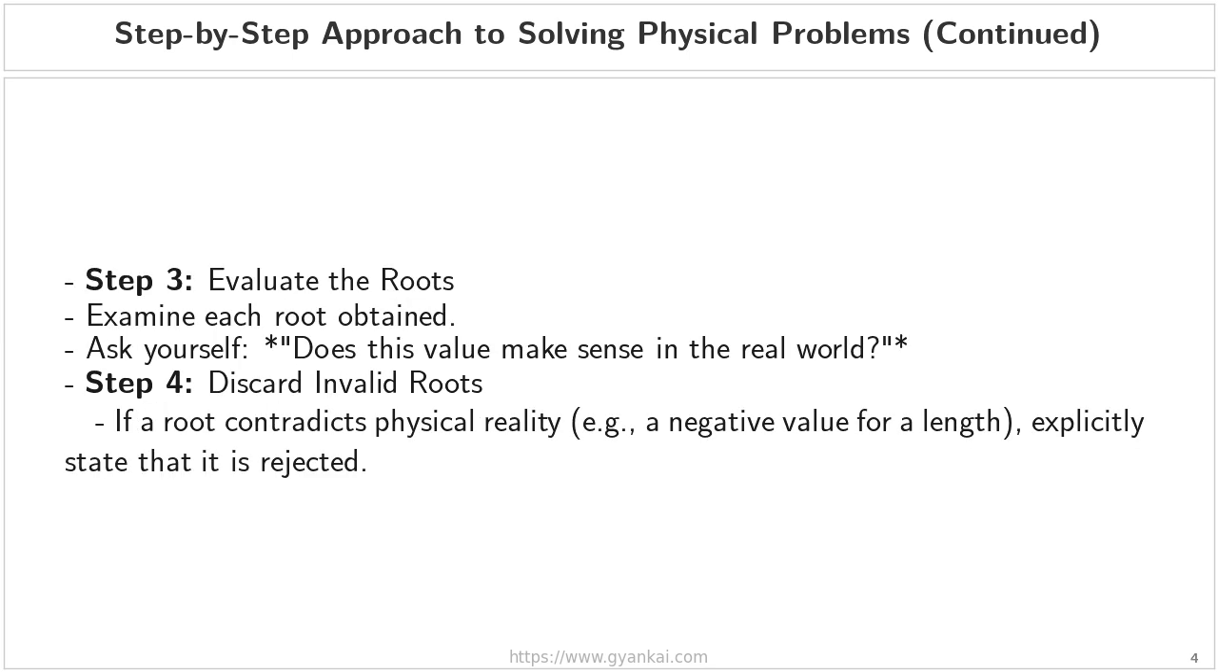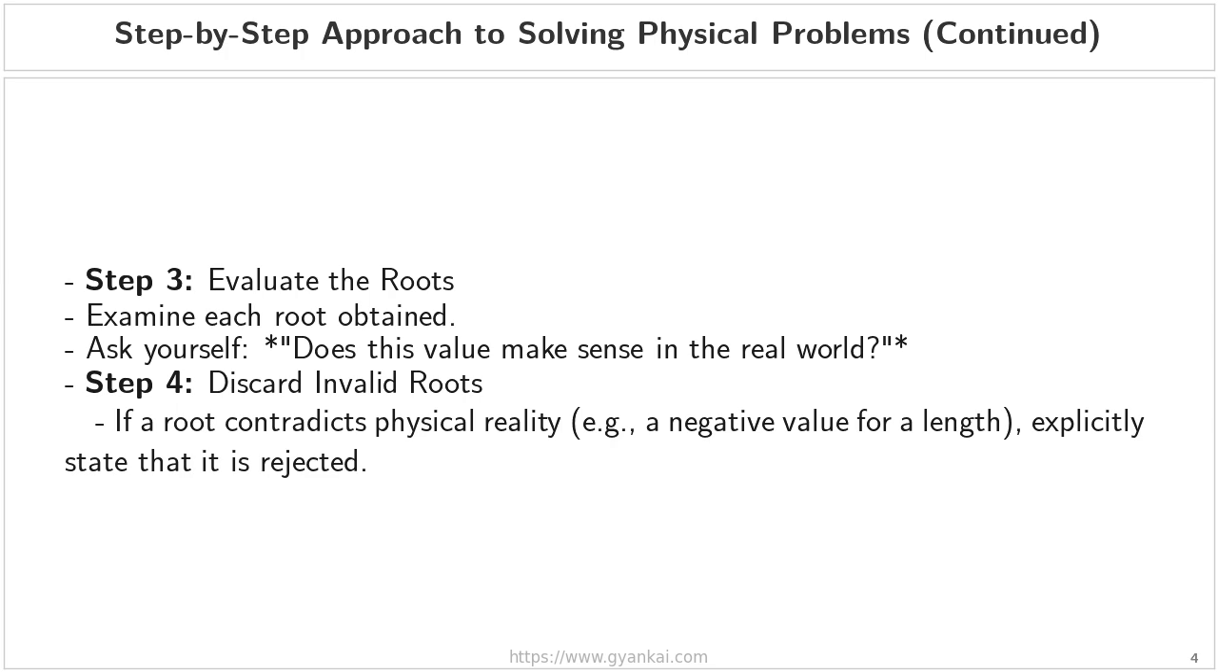Moving to step 4, you must discard invalid roots. As we discussed in the earlier slides, certain values simply cannot exist in a physical context. If one of your roots contradicts physical reality, for instance, if you get a negative value for a length or a negative value for time, you must explicitly state in your working that this root is rejected.